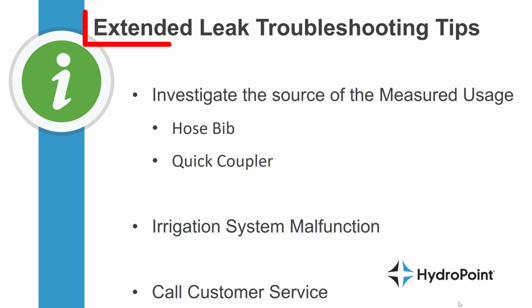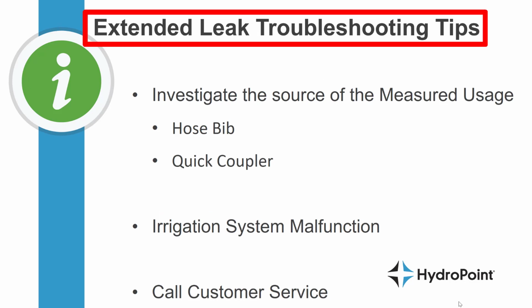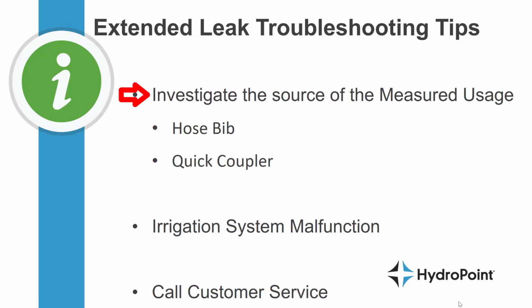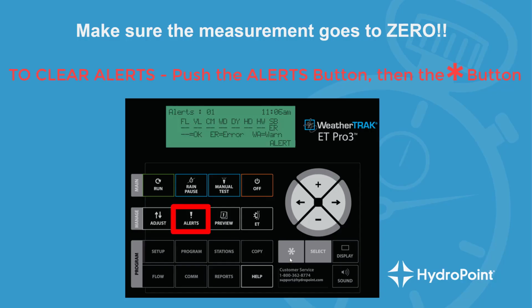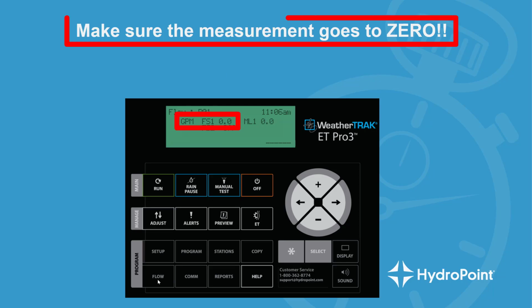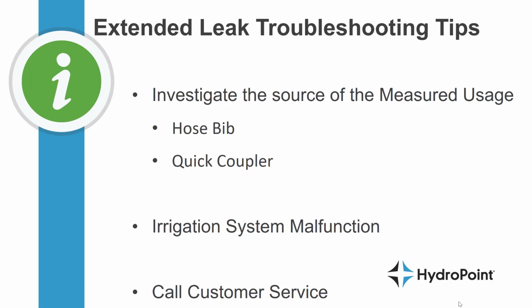So if I'm troubleshooting an extended leak alert, I'm always going to investigate the source of the measured usage, know if somebody is using quick couplers or hose bibs. And if I don't know the source of the measured usage, I'll go out to the site and manually clear the extended leak alert from the controller, and then watch the measured usage and make sure that when you're not using the system, the measurement still goes to zero. If there is usage, you've got to find out what's running and turn it off.